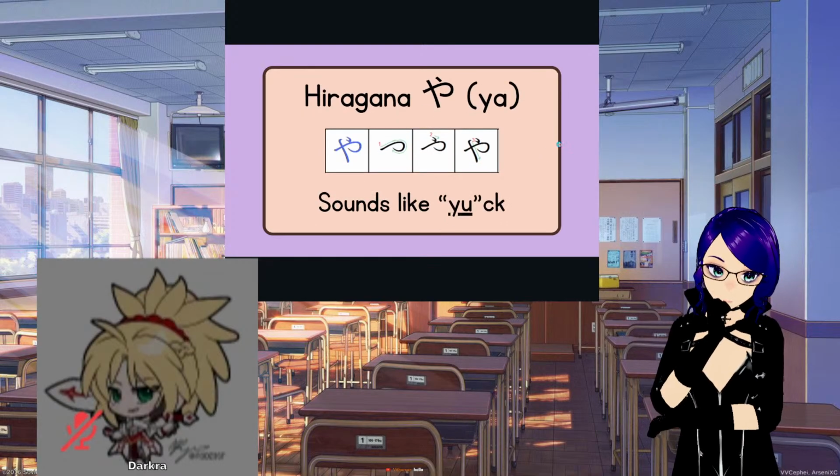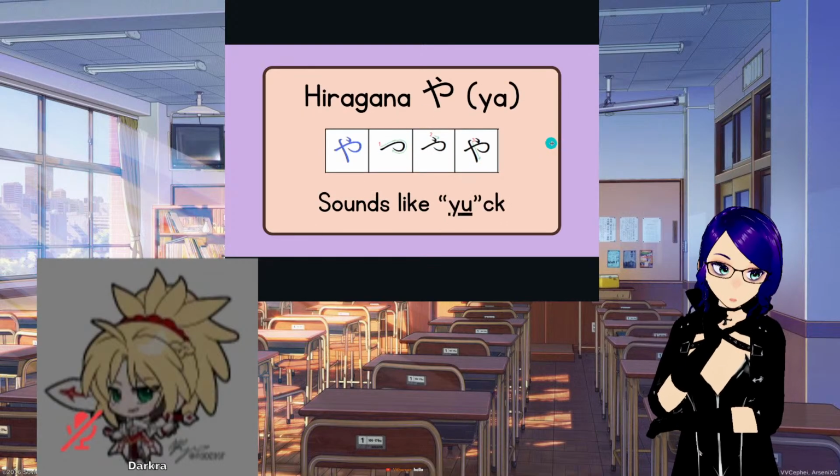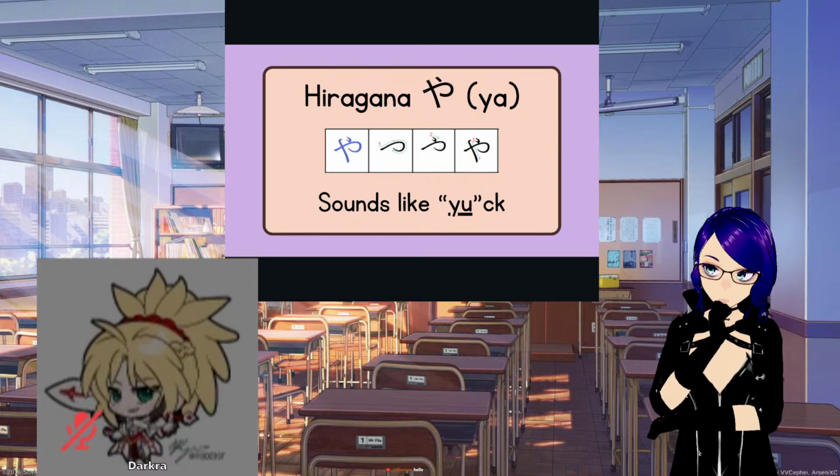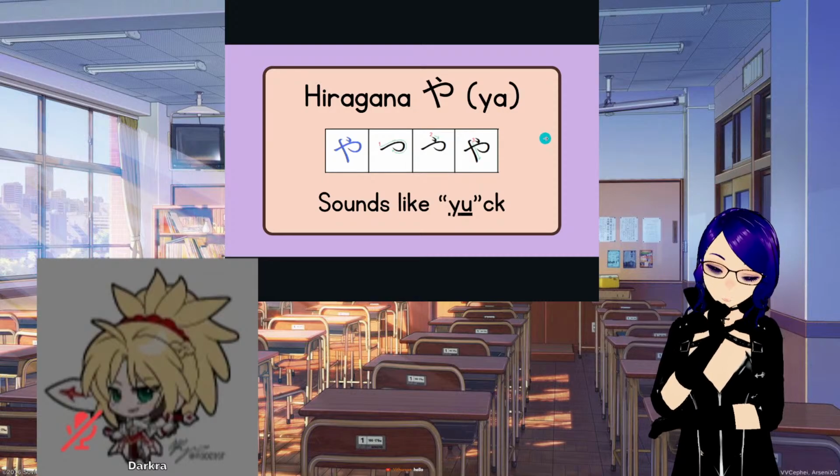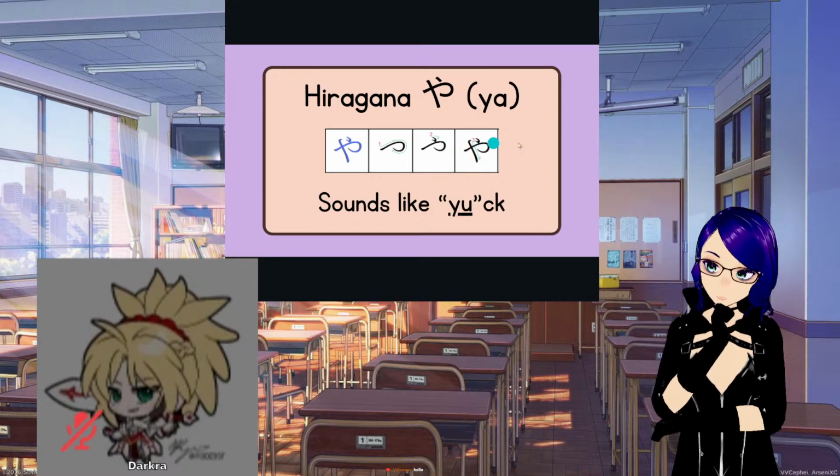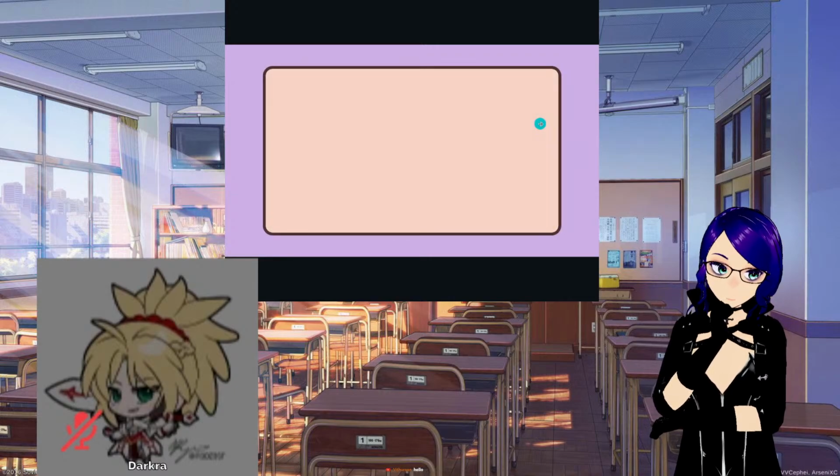Right, so today's first character over here, yes, hello chat. Today's first character is the Hiragana form for ya, and once again, I don't write it like this, but anyways, it sounds like ya and yak. So it's like this, according to it. But anyways, I don't write it like that.